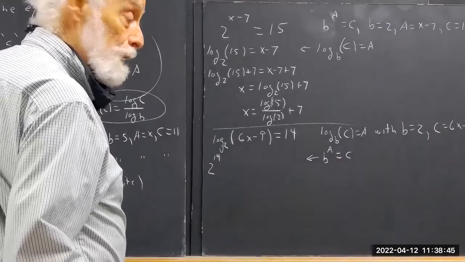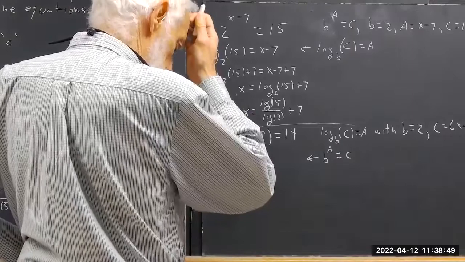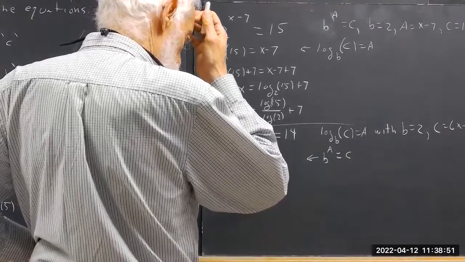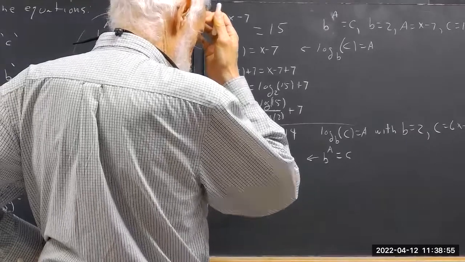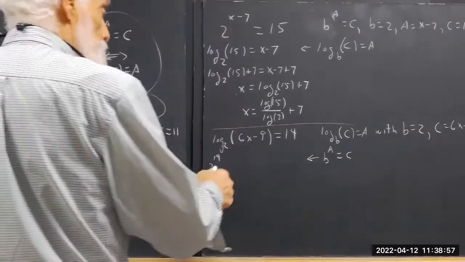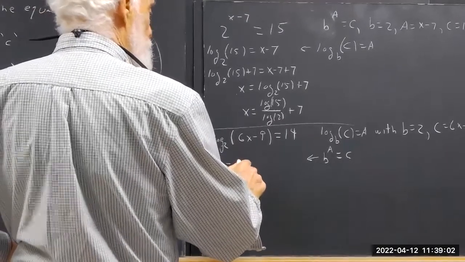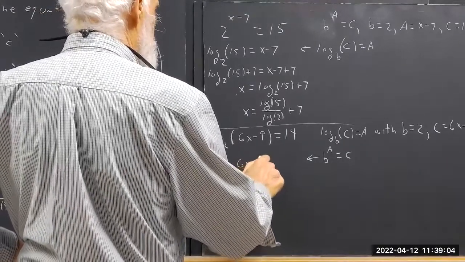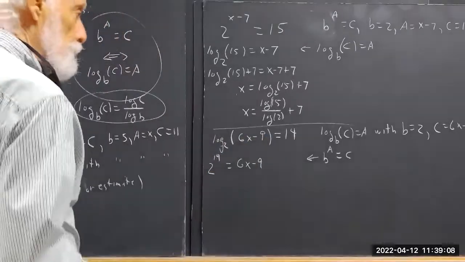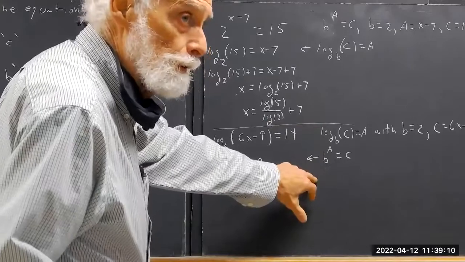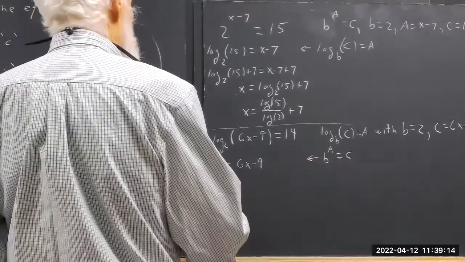Okay, so 17,000, something like that. 16,000, 786, I think, something like that. Okay, 2 to the 14th equals your 6x minus 9, translating this form to this form. Very, very simple process if you know these equivalences. And then we easily solve.